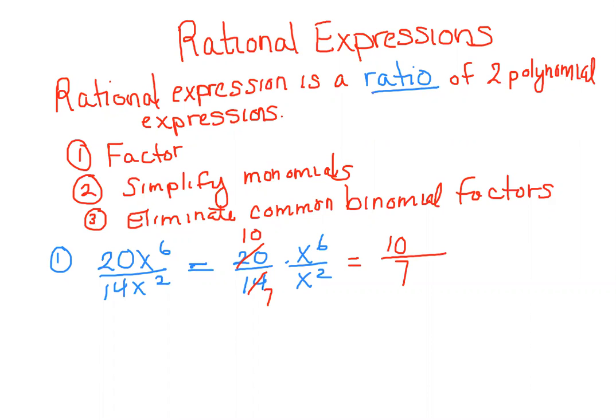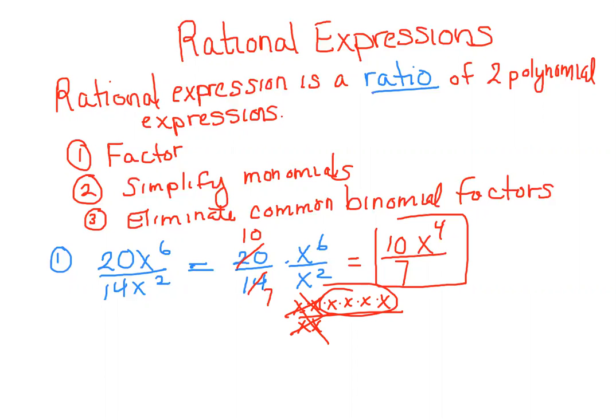And then this, x to the 6th over x squared, however you like to simplify this, if you want to use exponent rules, you're going to say 6 minus 2 is x to the 4th. Or you can think of it as 6 x's on top and 2 x's on the bottom. Those are going to cancel, and we're left with 4 on the top. Whatever makes most sense to you. But anyway, our answer for number one is 10x to the 4th over 7. All we're doing is simplifying it. We're taking what's there and seeing what we can simplify it down to.